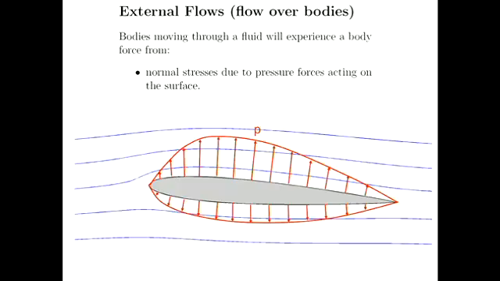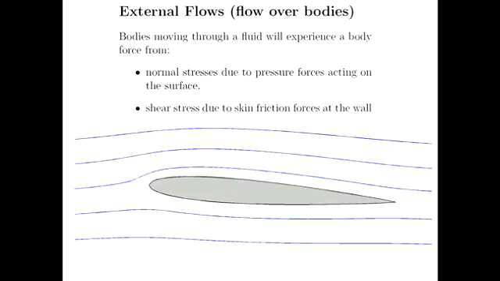So we can have normal forces acting on that solid body due to pressure, and we could also have shear stress acting on that solid body due to skin friction, okay? And those forces are going to act in the direction shown by these arrows. So they're going to try and retard the motion of that aerofoil through that flow.